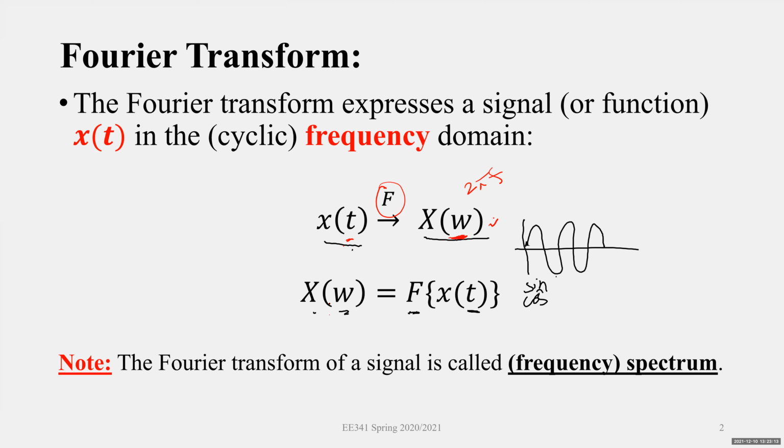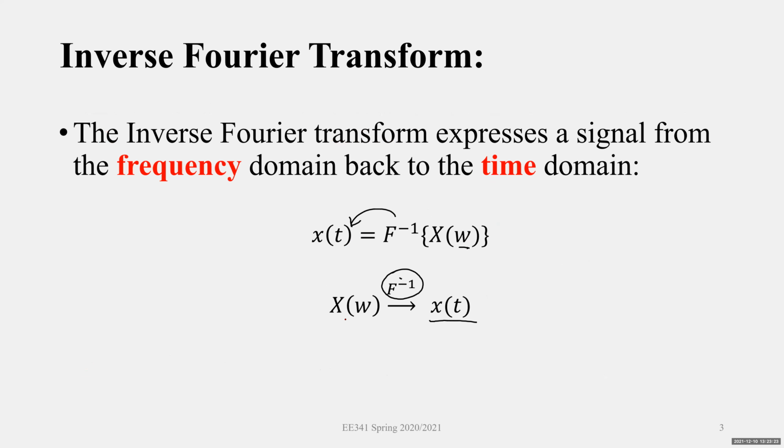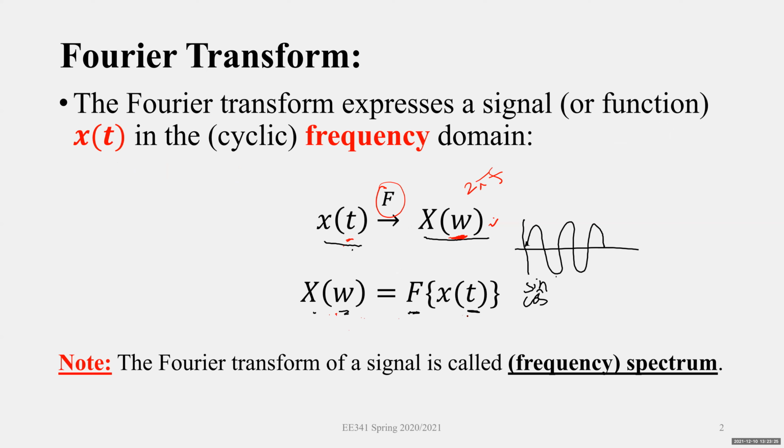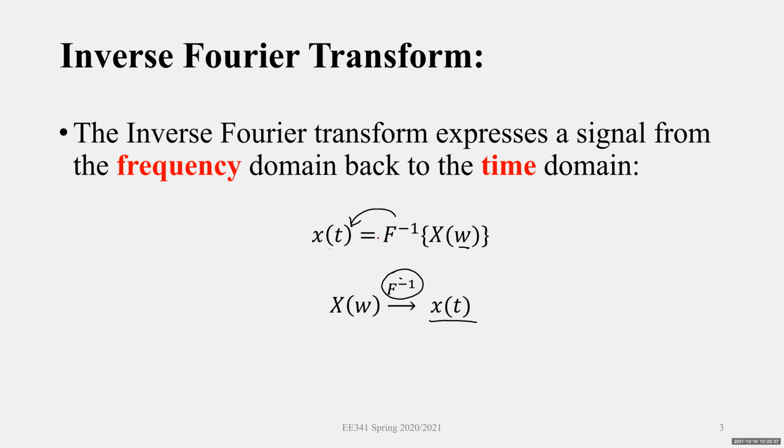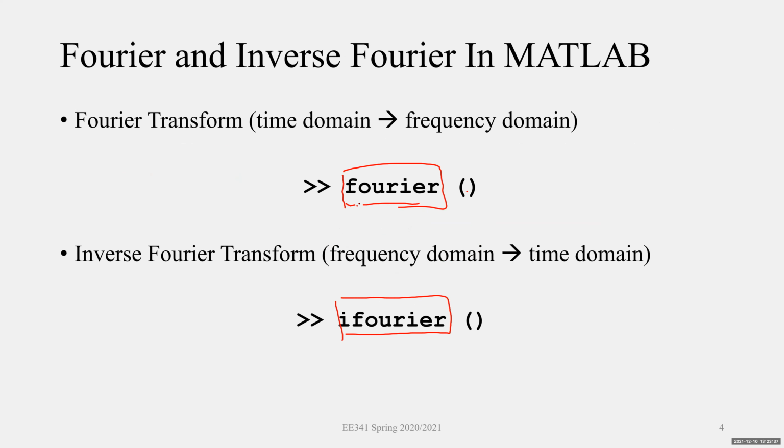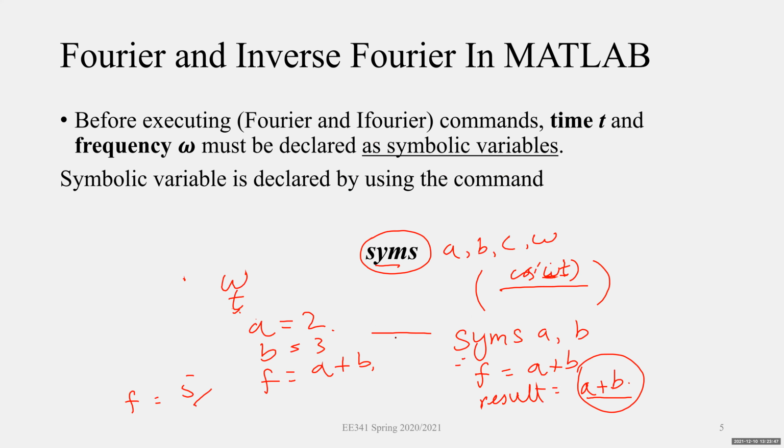And x of omega is the frequency domain signal, and if I want it back in the time domain, I have to take the inverse Fourier transform. So the inverse Fourier transform of the frequency domain signal will give me the time domain signal. I will use the fourier command for determining the Fourier transform, and I will use ifourier, the inverse Fourier, to determine the inverse Fourier transform.